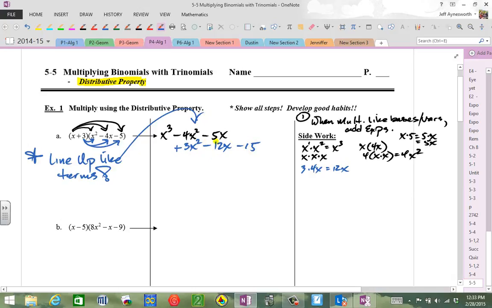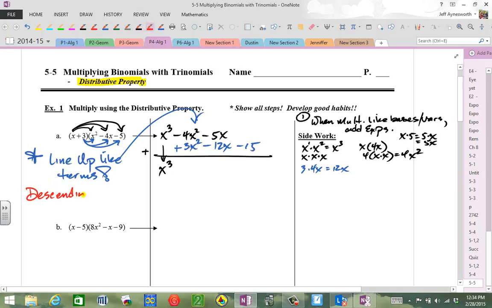All right, so notice that I line up like terms. I group up the squares, line up the x's here, line up like terms, draw a line, and add. Bring down the leading term here. We always write terms in what's called descending order.